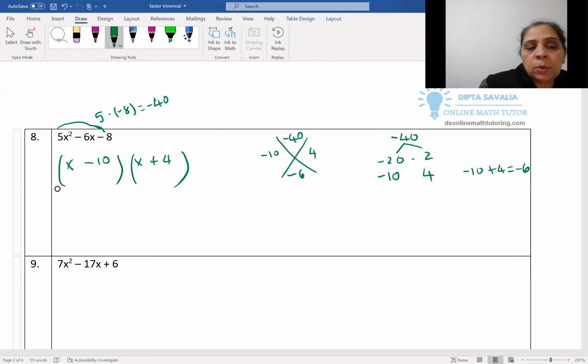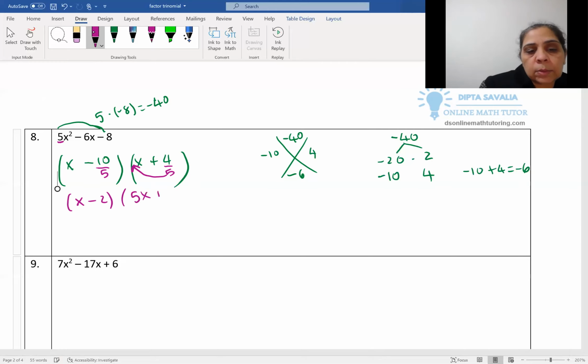But see, if you do the product x times x, you will get x squared. You will not get 5x squared. So now we need to do one more step here. Whatever the coefficient of x squared is, I will just divide by it and simplify. So 10 divided by 5 is 2. So I will get x minus 2. And here I cannot simplify, so I will just write down this coefficient as x.